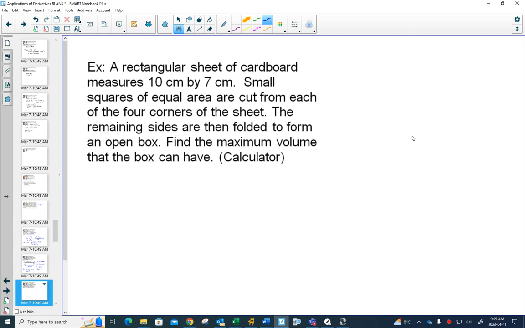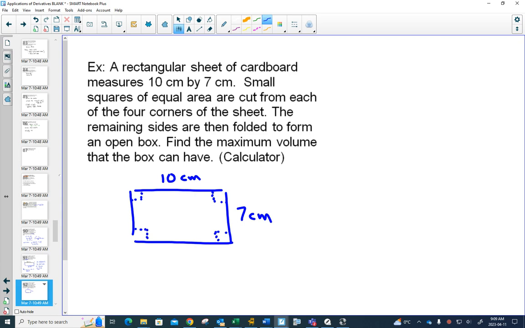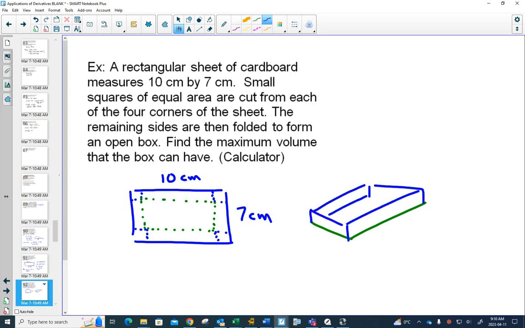A rectangular sheet of cardboard measures 10 centimeters by 7 centimeters, and squares are cut out of the corners so that if you fold it along these green lines, it would make an open-ended box, which you could draw like this, where I made the bottom the green lines.